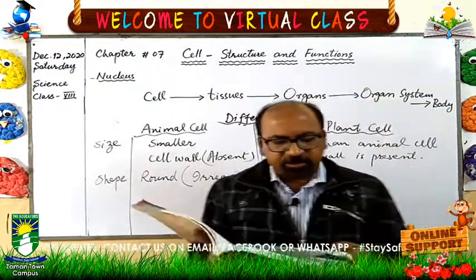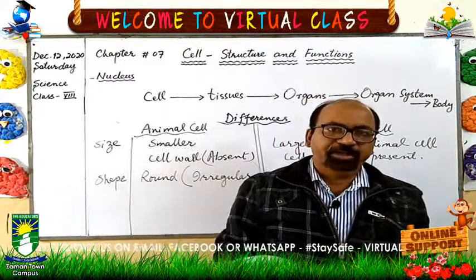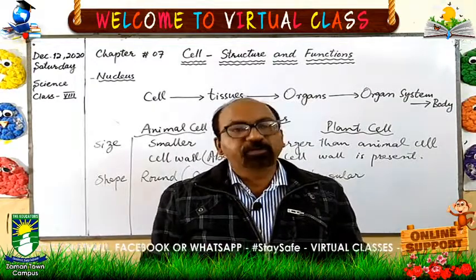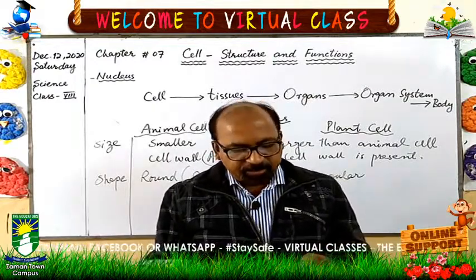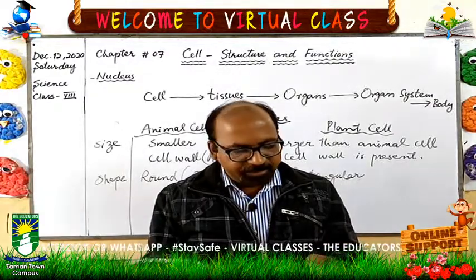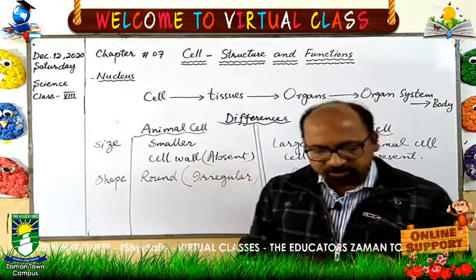Number 5, the term semi-permeability is used for the cell membrane. Okay, so the cell membrane is made up of lipoprotein. And number 7, the nucleus is responsible for transmission of hereditary materials, as we have discussed right now.